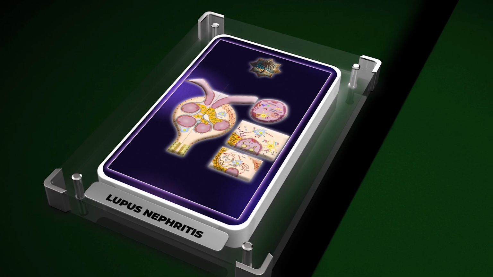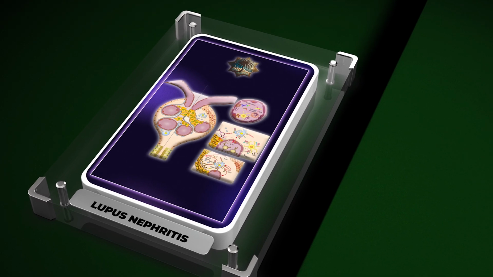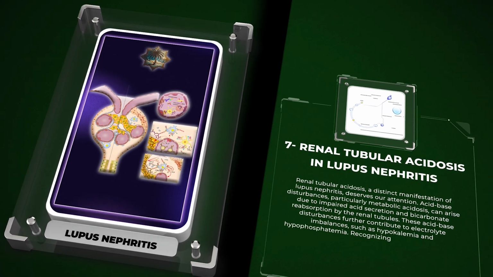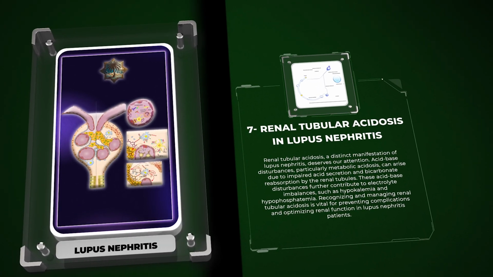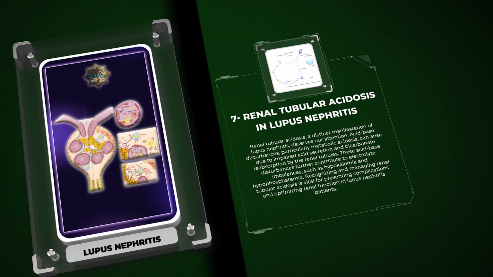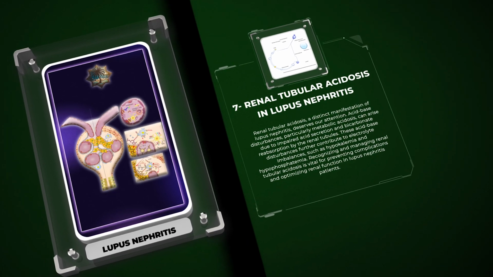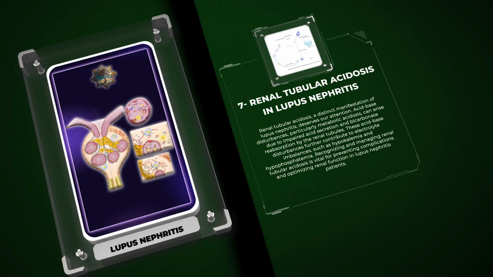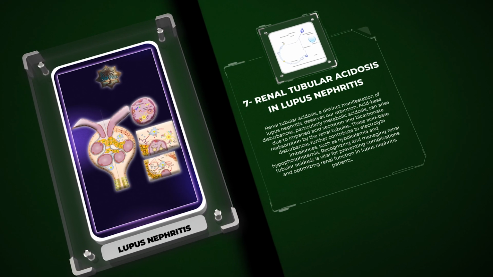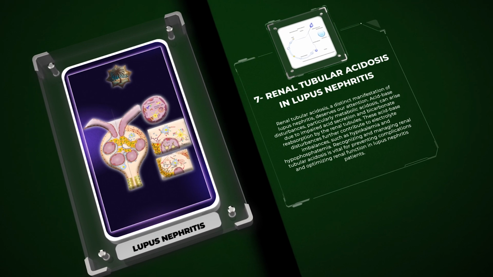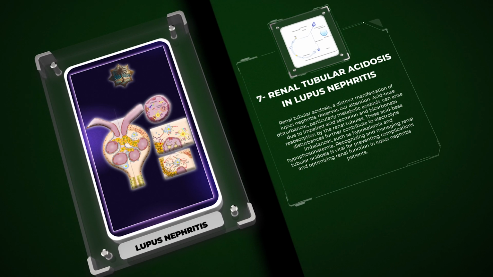Renal tubular acidosis, a distinct manifestation of lupus nephritis, deserves our attention. Acid-base disturbances, particularly metabolic acidosis, can arise due to impaired acid secretion and bicarbonate reabsorption by the renal tubules. These acid-base disturbances further contribute to electrolyte imbalances, such as hypokalemia and hypophosphatemia. Recognizing and managing renal tubular acidosis is vital for preventing complications and optimizing renal function in lupus nephritis patients.